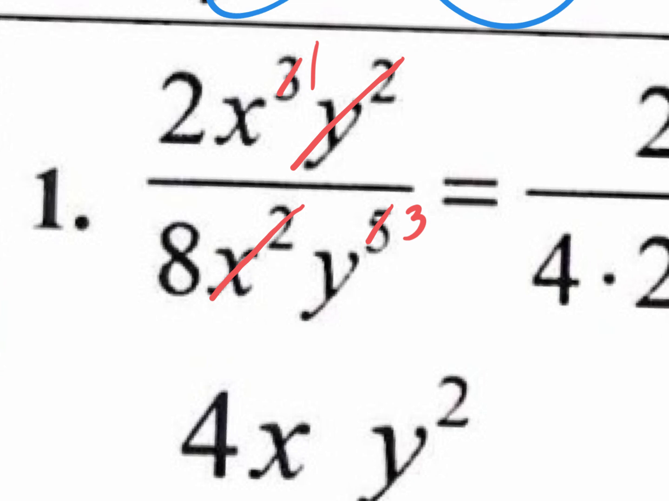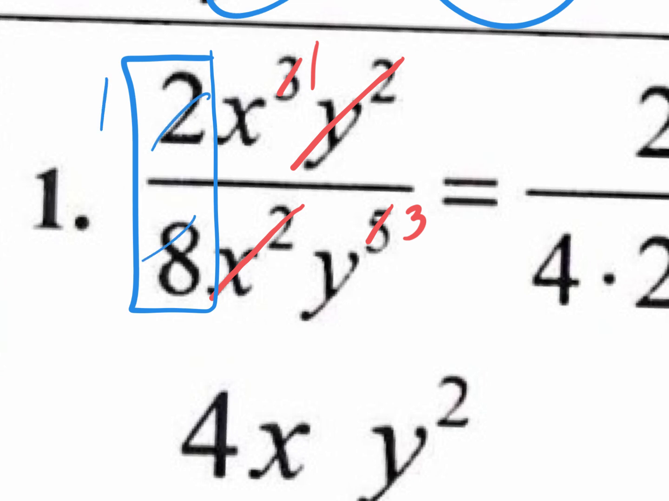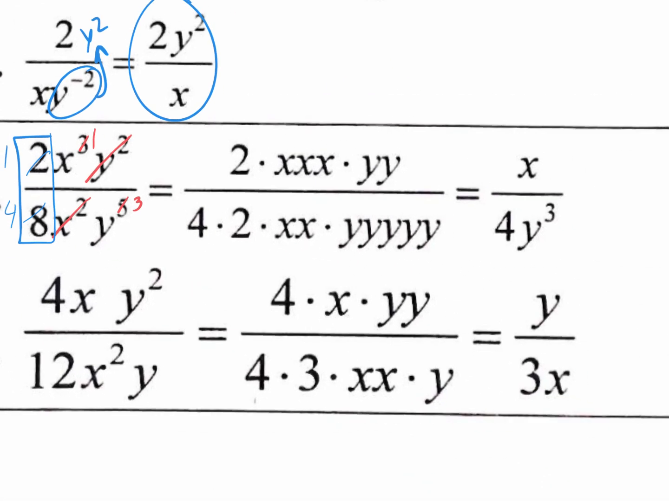And then you worry about your fraction, the actual numbers. That's a fraction 2/8. You could reduce by 2. You'll have a 1 over 4. So your answer will be 1x to the 1, so that's just going to be an x up on top over 4y to the third. So it's x up on top over 4y to the third. Got it?